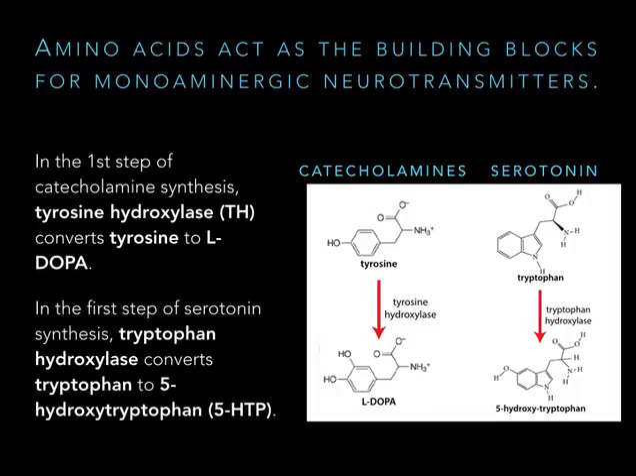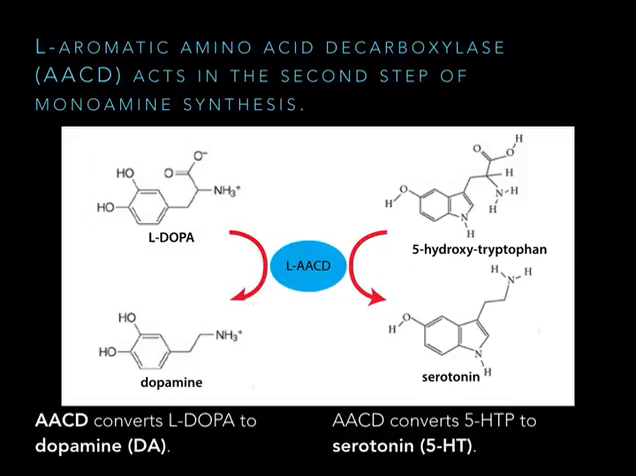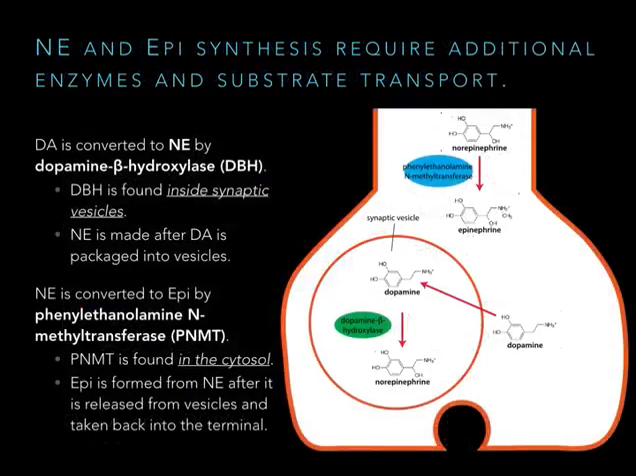These two intermediates are then acted on by the same enzyme to create dopamine or serotonin. So L-aromatic amino acid decarboxylase is going to then convert L-DOPA to dopamine, or 5-hydroxytryptophan to serotonin. We're done with serotonin at this point. We are not done as far as synthesizing catecholamines.